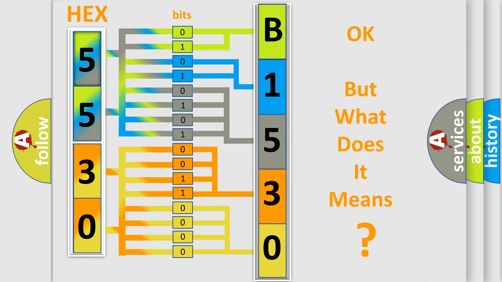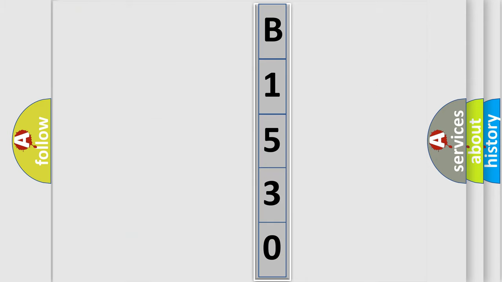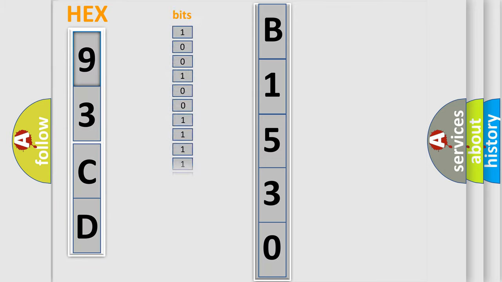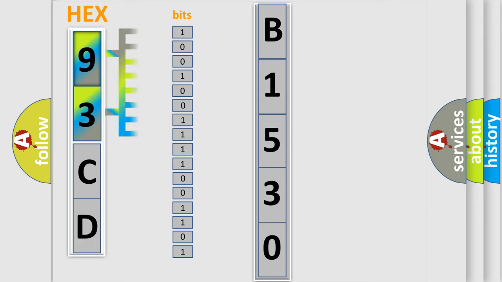The number itself does not make sense to us if we cannot assign information to what it actually expresses. So, what does the diagnostic trouble code B1530 mean specifically for Saab car manufacturers? The basic definition is: vehicle speed sensor circuit malfunction.